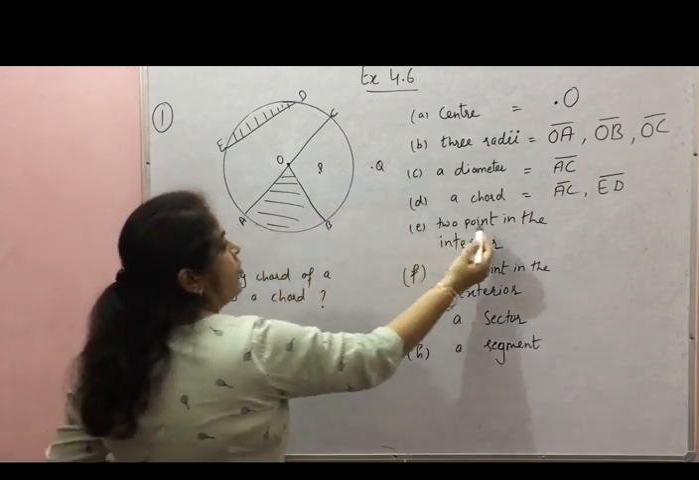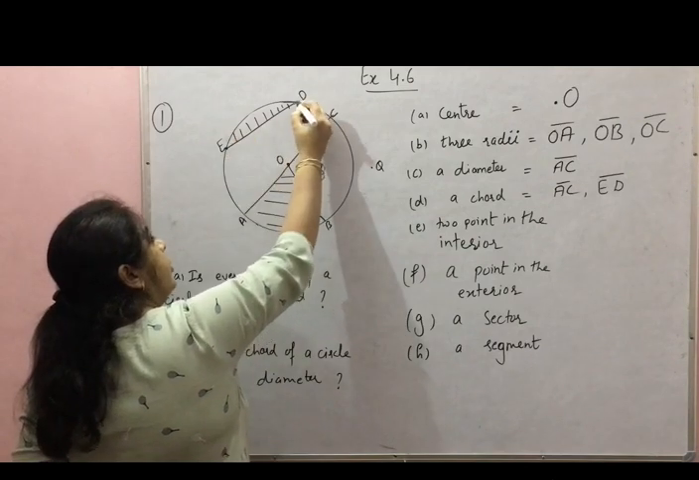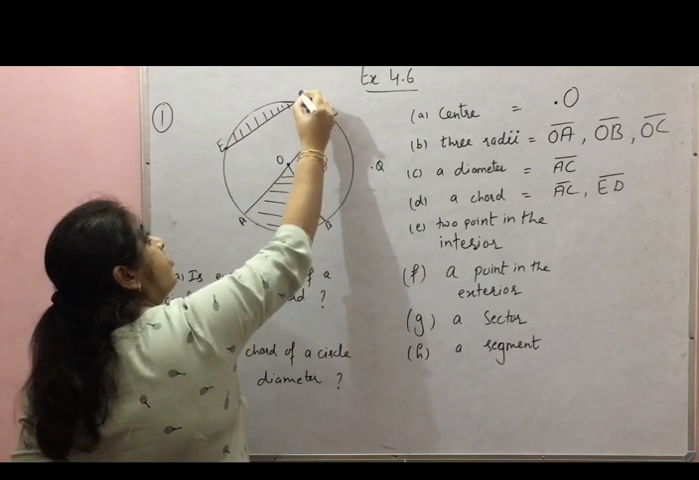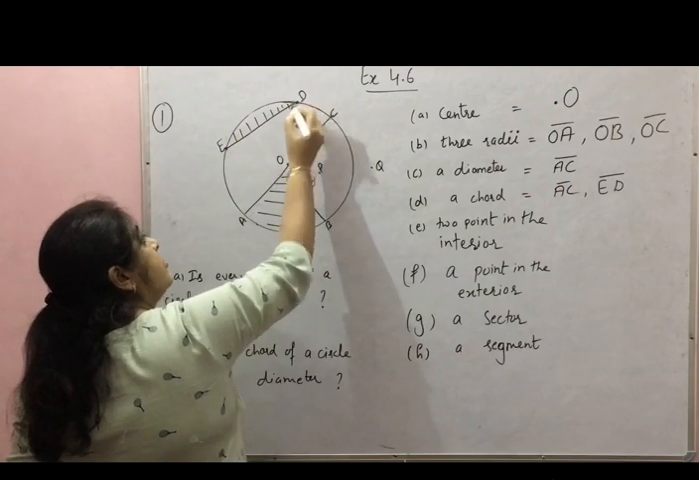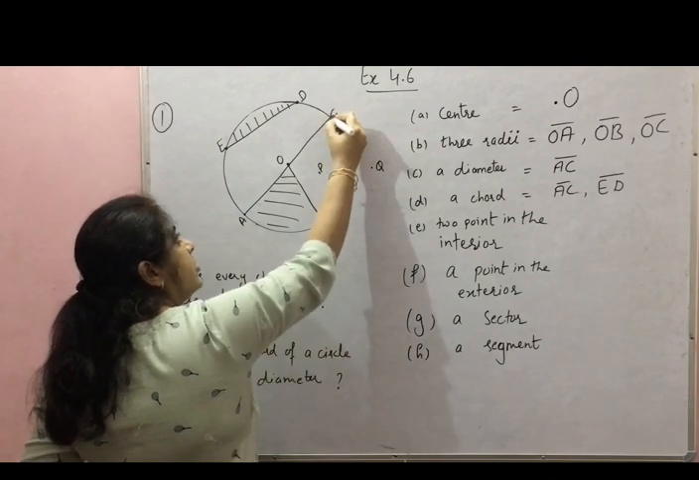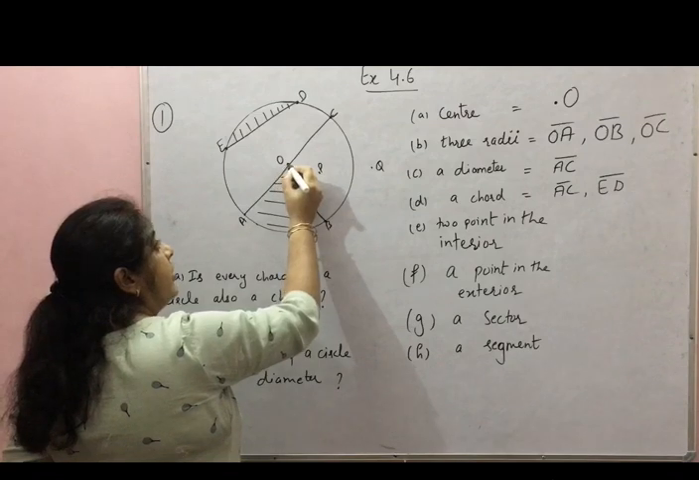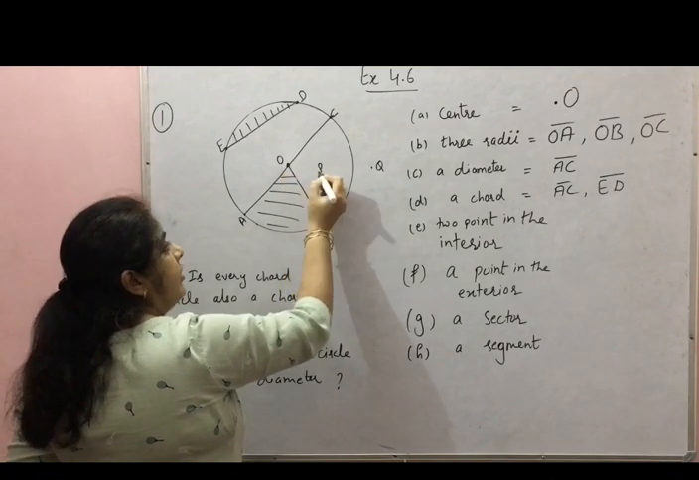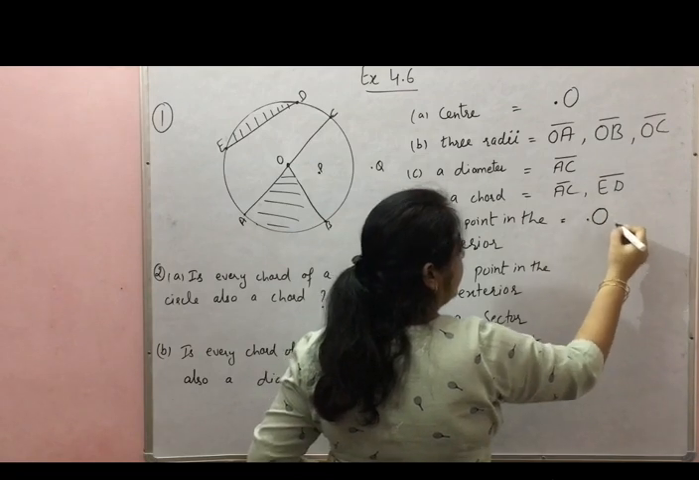Now two points in the interior. This portion is the interior. All these points, don't think we mention them outside, then the point is outside. No. E is a point on the circle. D is a point on the circle. A is a point on the circle. B also on the circle. C also on the circle. So the two points inside of the circle are O and P. So point O is in the interior.